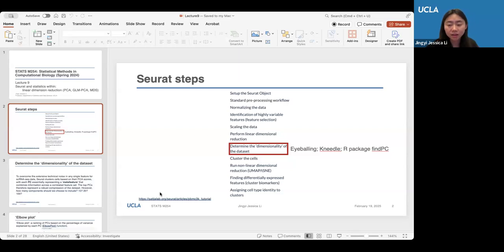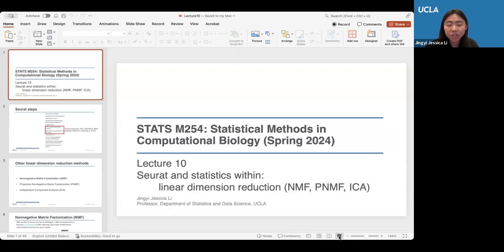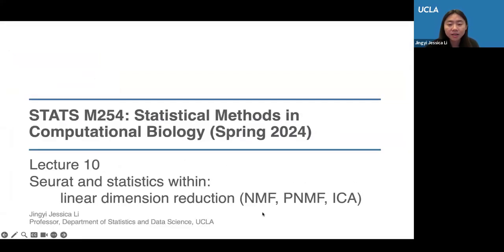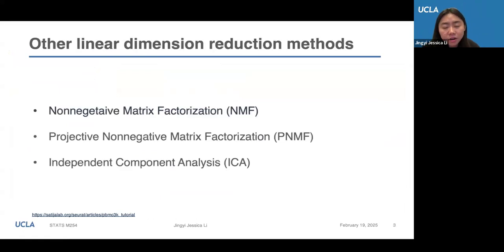Yeah, maybe I should continue talking about dimension reduction since we're already here. And let's look at this. So we'll talk about a few more dimension reduction techniques, including NMF, non-negative matrix factorization, PNMF, projective non-negative matrix factorization, and ICA, independent component analysis, which are related but sometimes easily confusing concepts. Okay, so these are also commonly used methods, but for slightly different purposes compared to PCA.